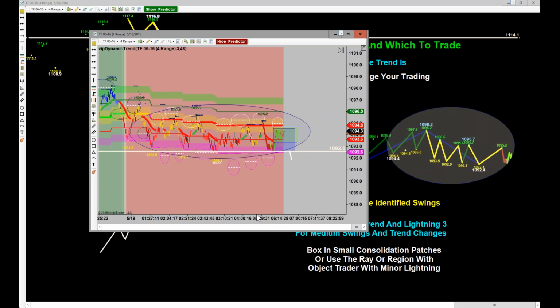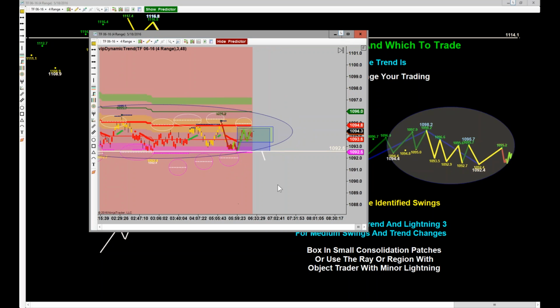Okay? So let me ask a quick question. How many of you have been boxing it in a little too loose or even a little too tight? Because if you rely on your lightning swings, you won't really fall into that as much. Okay? But keep in mind that if they break this, for instance, right now we don't know if this is going to go up and test here. We have no idea, but if it does, it'll definitely identify this swing.